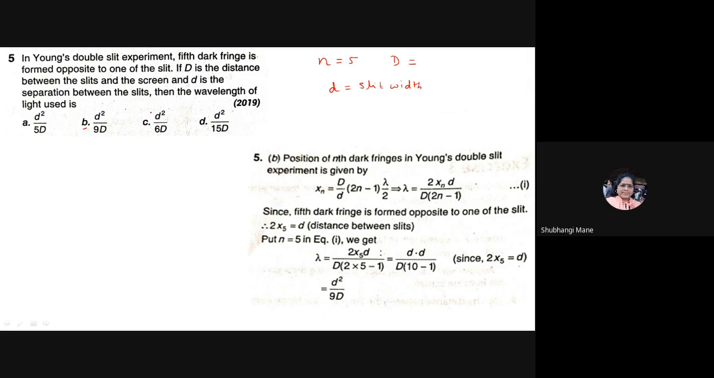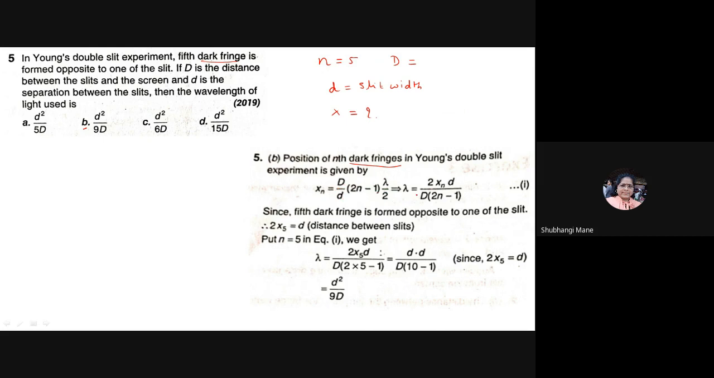Then the wavelength of the light used, here we have to find lambda. Since these are dark fringes, our expression changes: instead of n lambda we use 2n minus 1 into lambda by 2. Note this difference: for a bright fringe we would use just n lambda, but for dark fringes we use 2n minus 1 into lambda by 2. So the formula is: the position of the nth dark fringe in Young's double slit experiment is given by xn equals D upon d into 2n minus 1 into lambda by 2.